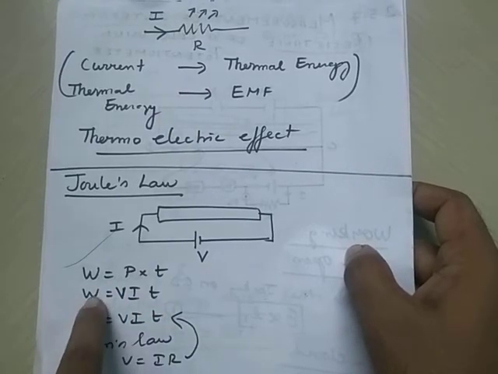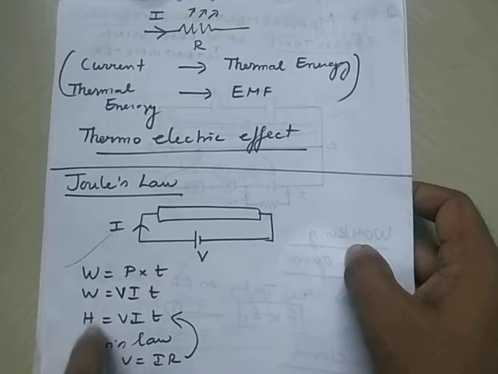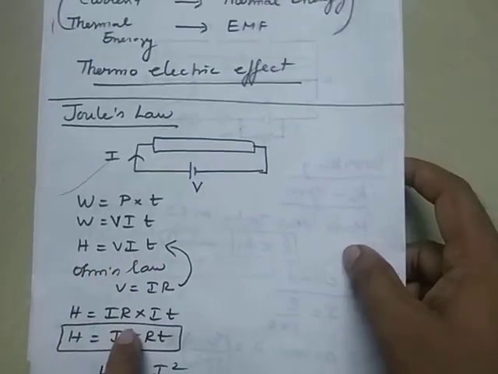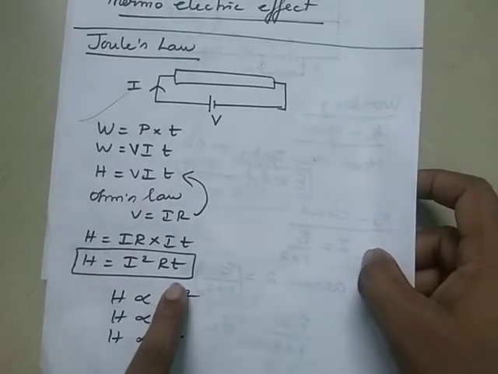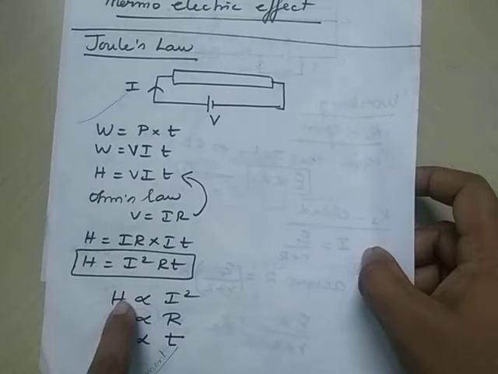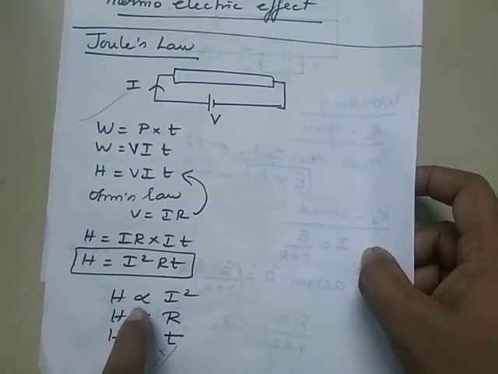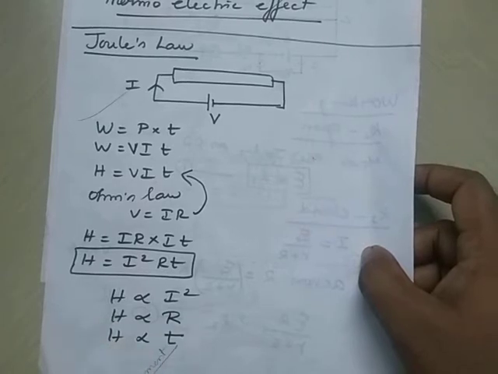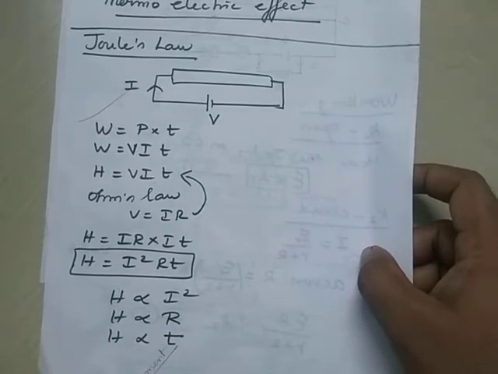Then this work done or this potential energy is in the form of heat, then H is equal to VIT. By applying Ohm's law, we get an expression H is equal to I square RT. Here in this case, the heat developed in a resistor when there is a current flow is directly proportional to the square of the current, directly proportional to the resistance of the conductor, and directly proportional to the time of flow of current.